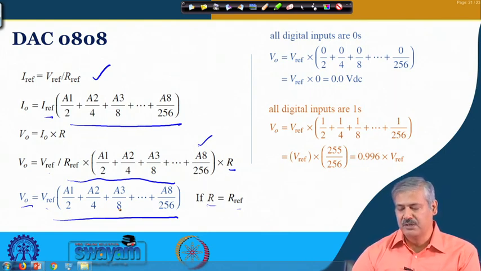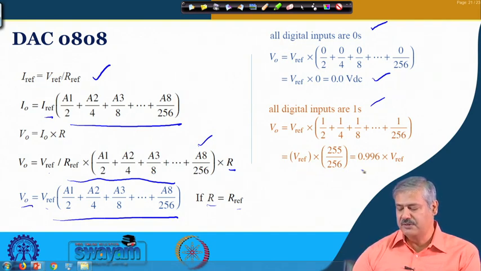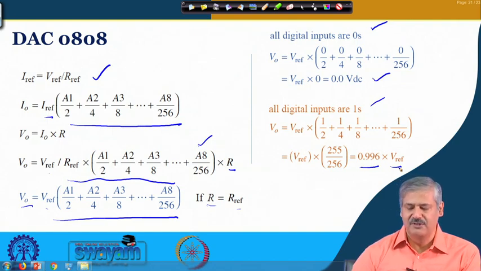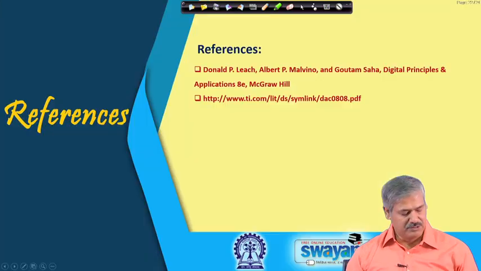So, if all digital inputs are 0, V naught will be 0 volt. And if all digital inputs are 1, then the output will be 255 by 256 into V reference, so 0.996 into V reference. And if V reference is 10 volt, it will be 9.96 volt. Is it okay? Fine. So, this is how your DAC works.